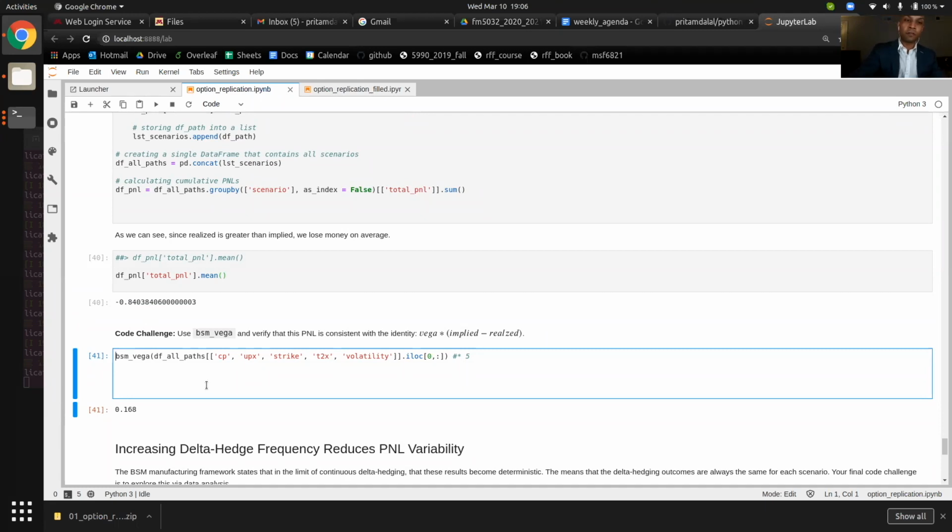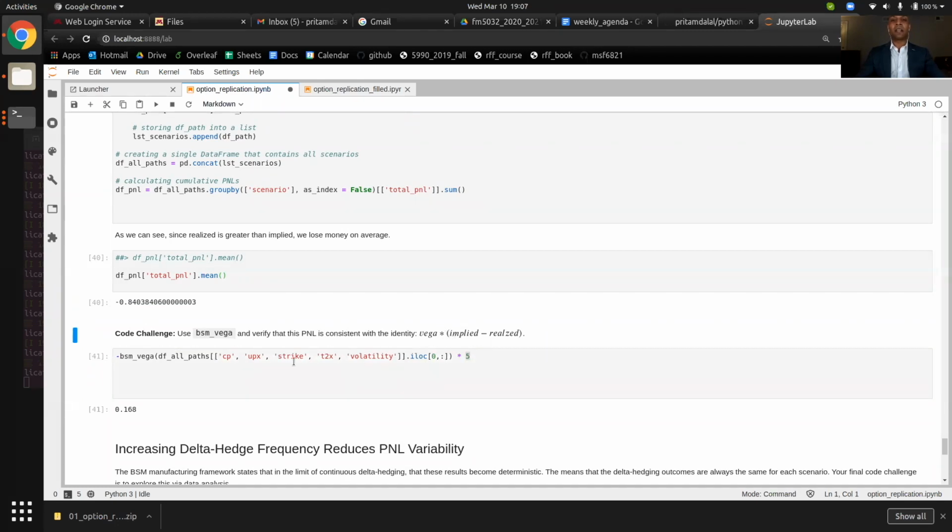So the Vega gives you the Vega of the position for a long position, but we're actually short, so we will want to use a negative sign, and our implied minus realized was, I think this should say realized minus implied. Anyway, there's some negative signs. It all works out. I apologize, that was probably really confusing.